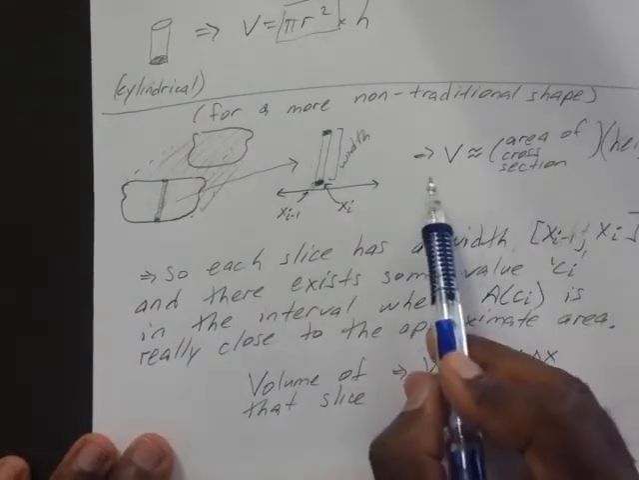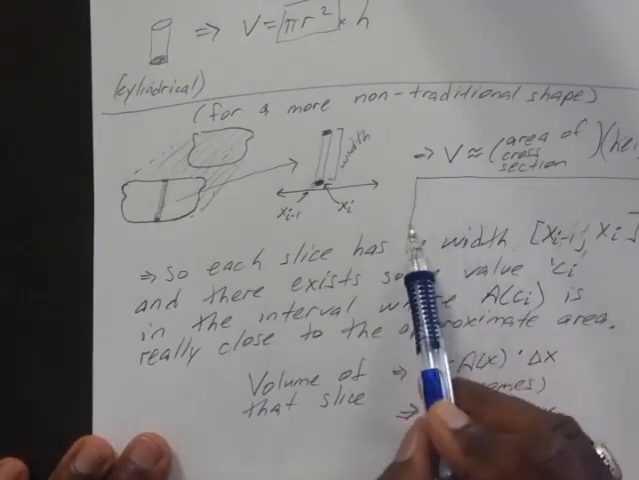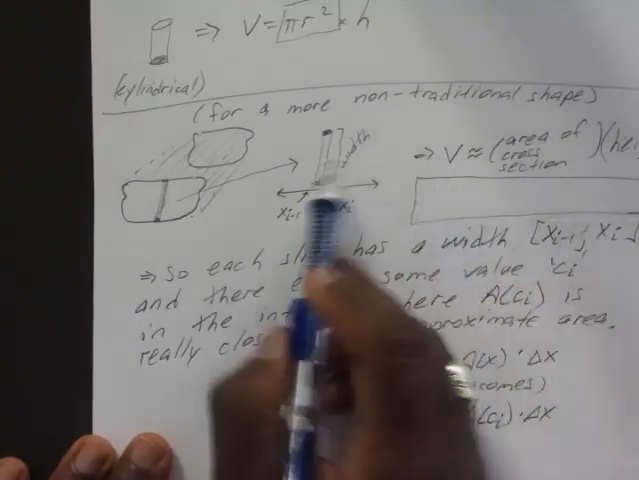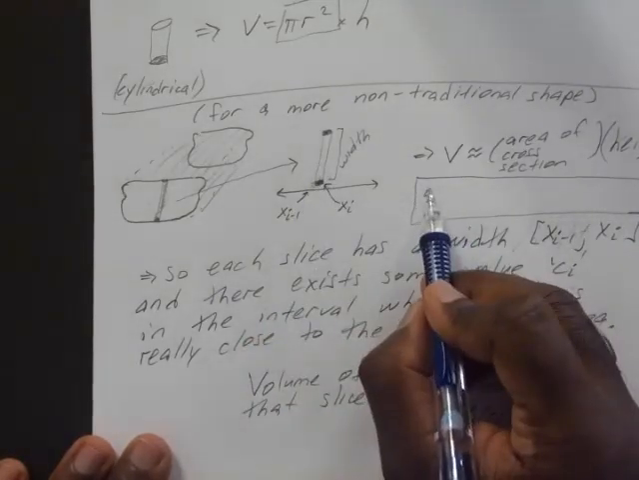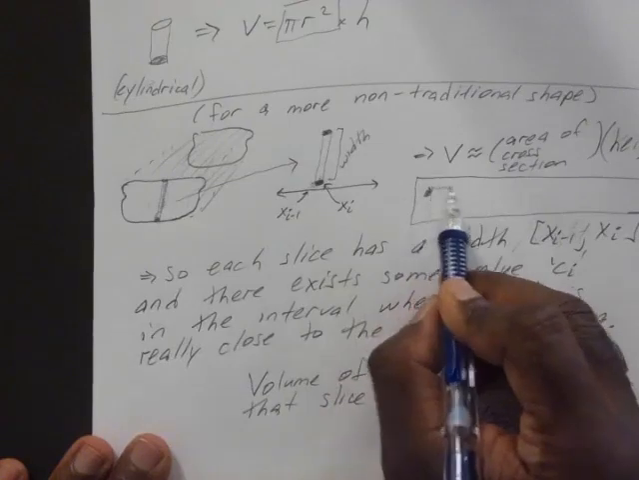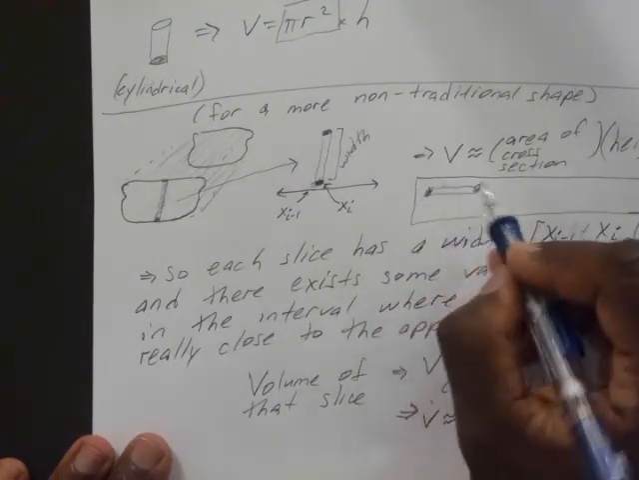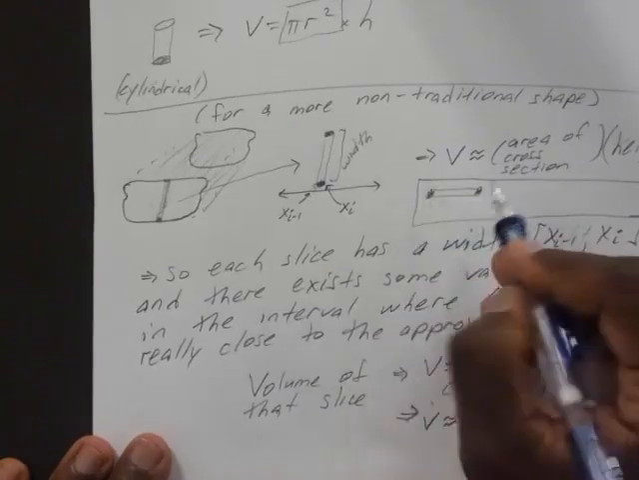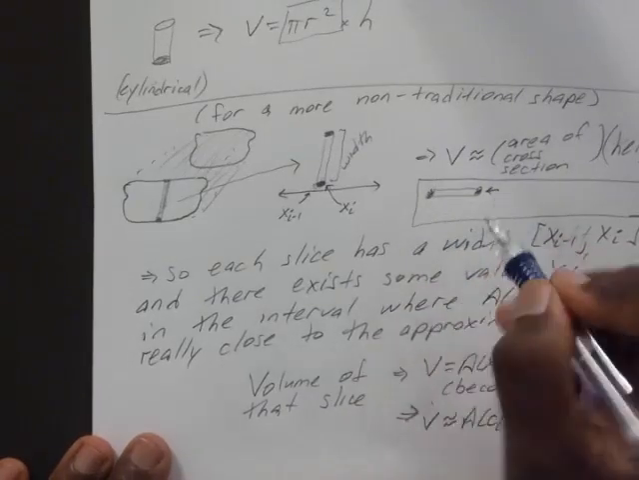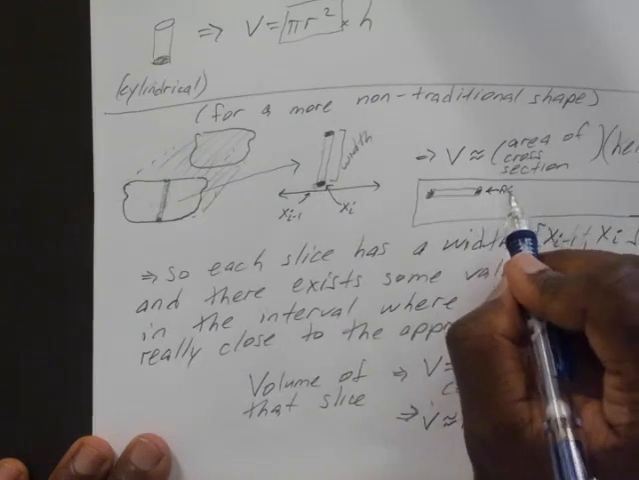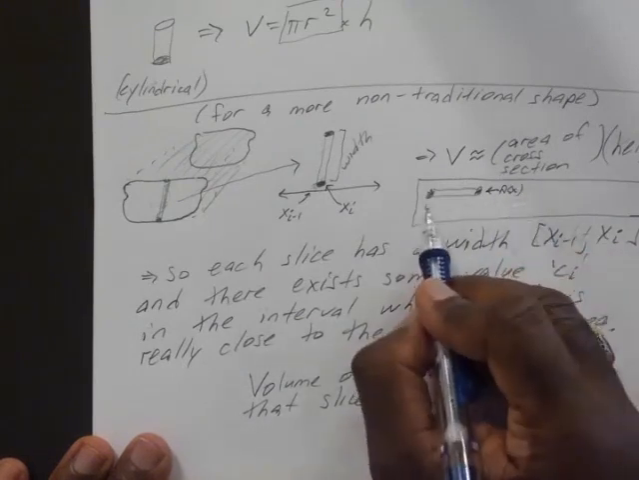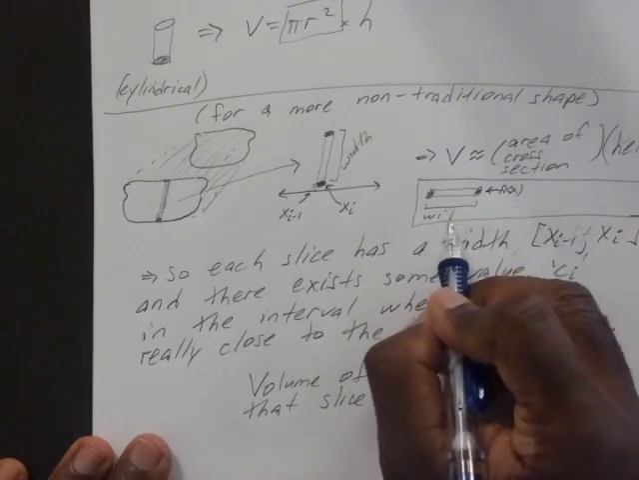Okay. Now, if you wanted to help visualize it, if you get that and turn it on its side, that's the area of your cross section. This is your width.